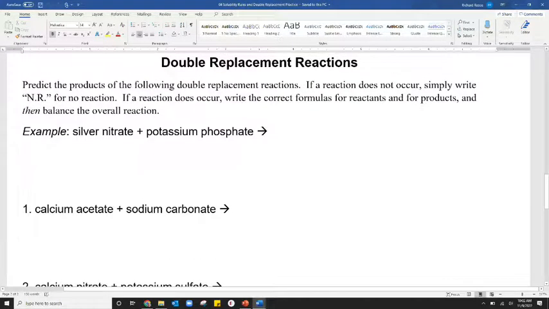Okay, it says predict the products of the following double replacement reactions. If a reaction does not occur, you just write NR. If a reaction does occur, we have to write the formulas for everything and then balance the overall reactions. We're going to get a lot of practice here.